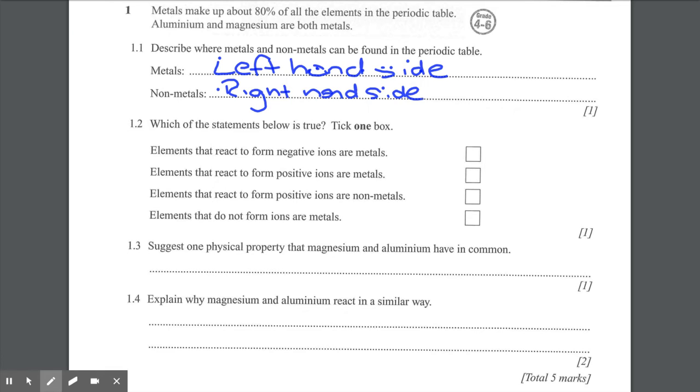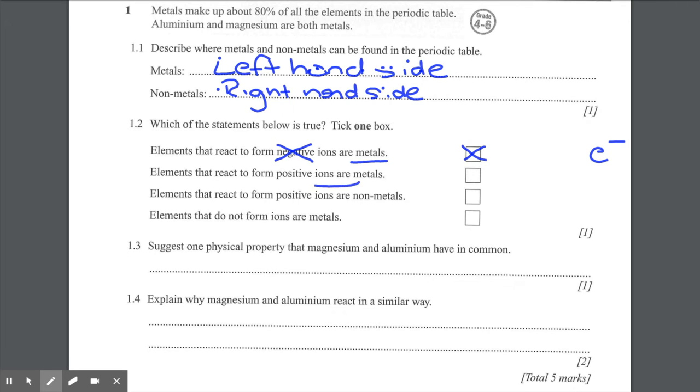So question 1.2 then, which of the following statements is true? We'll go through these in turn. Elements that react to form negative ions are metals. If we are looking at a metal, generally to the left-hand side of the periodic table, for example in group 1 or group 2, that's going to have 1 or 2 outer electrons. When they react, they're going to lose those electrons. Electrons, as we know, are negatively charged. So if something is going to lose a negative charge, it isn't going to retain a negative charge in its ion. So it isn't that one.